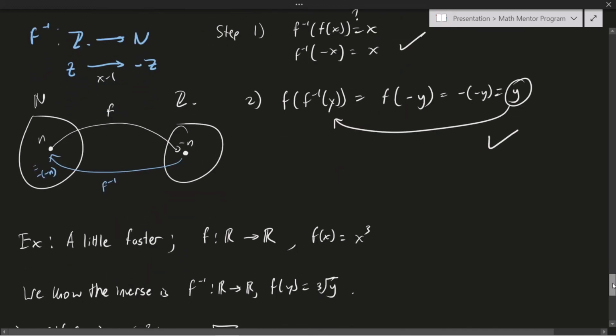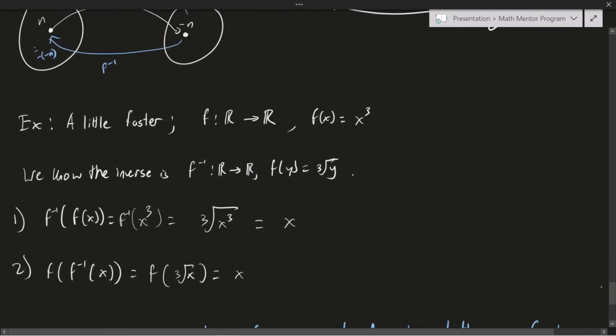To do one last example a little faster, we'll take a familiar function, x cubed, and you know already that it has a really good inverse, which is the cube root of y. Why am I using y? I'm using y to remind you that this is an element of the range. And I leave it to you to check that these two conditions are satisfied. The work here is shown for you in case you can't get it on your own, but these are really just simple properties of exponents, and they should not be any different from what you do in regular high school arithmetic. All right.